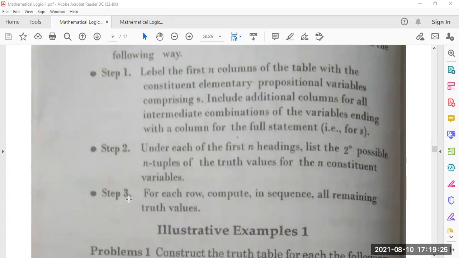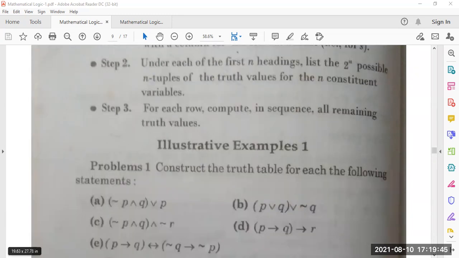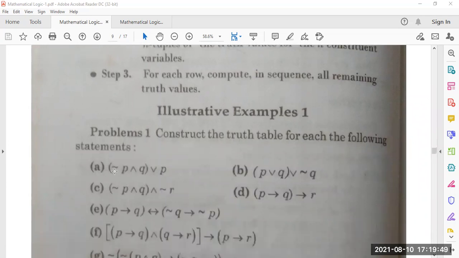Under each of the first n headings, list the 2 to the power n possible n-tuples of the truth values. When we take an example, it will be clear to you. For each row, compute in sequence all remaining truth values. Now we construct the truth table for each of the following statements. Here one statement is given: negation P intersection Q union P.